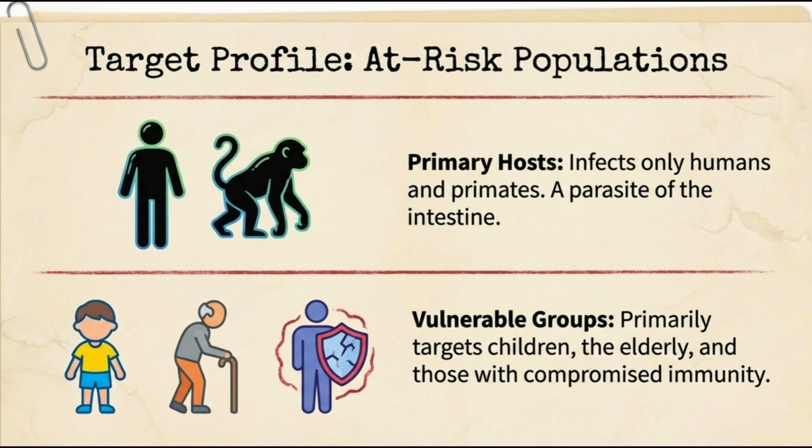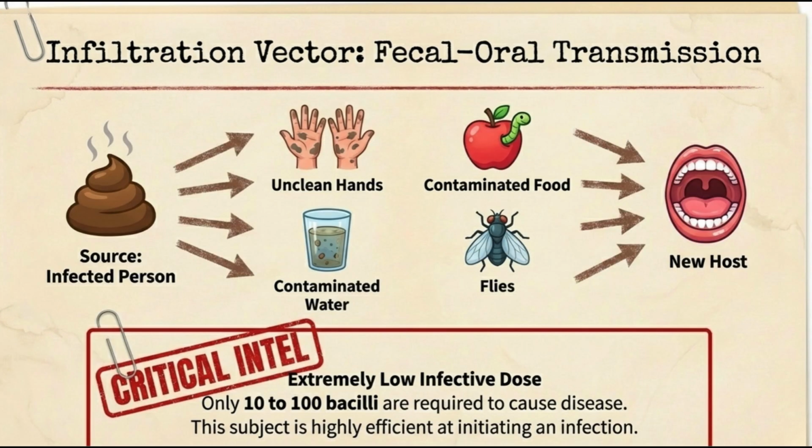Now, this Shigella only infects humans and primates. It is primarily a parasite of the intestine, and it is transmitted by the fecal-oral route. So, this transmission happens from the feces of an infected person through unclean hands, contaminated food, water, and flies. And a very crucial point to remember is that it takes only 10 to 100 bacilli to cause the disease, meaning it has an extremely low infective dose. This Shigella primarily targets children and the elderly, along with those having compromised immunity.